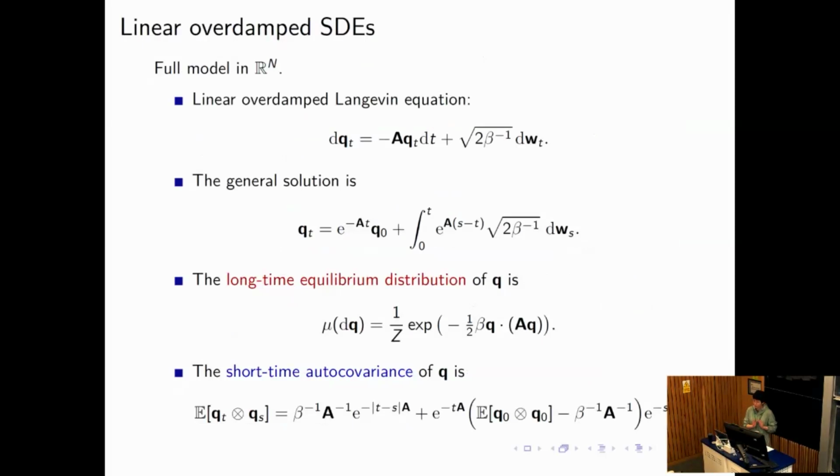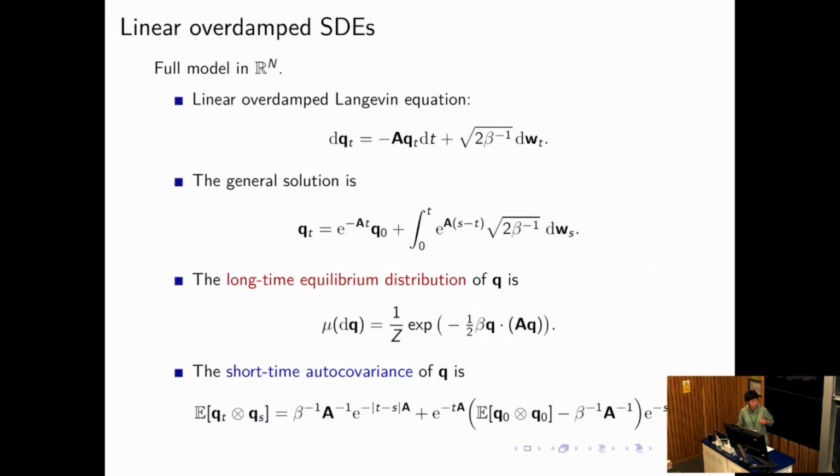To introduce the idea, let's first think of a very simple linear overdamped SDE. We choose this as a benchmark because we know everything about linear SDEs. We have the general solution and its equilibrium distribution. We also have the short time statistics because it's Gaussian. So long time equilibrium and short time ACF capture everything. That's the reference model and reference statistics.